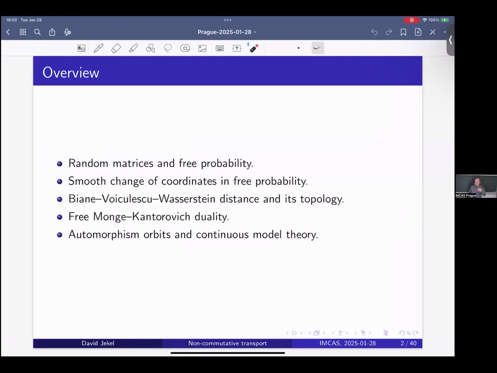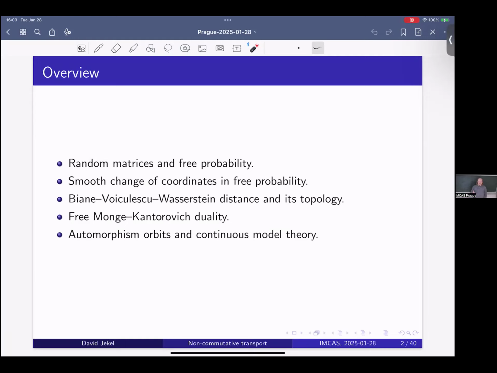So here's the outline of things that I plan to get to. Firstly, talking about random matrices and free probability for the context and motivation of this topic. And then I'll talk about results about some kind of smooth change of coordinates in this free probability setting. After that, I'll get to the Wasserstein distance and various properties of this Wasserstein space. And then I'll get to the analog of Monge-Kantorovich duality, which is a fundamental result in optimal transport theory we are adapting to the non-commutative setting.